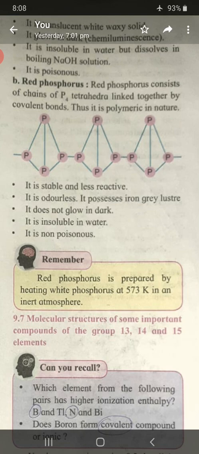Now the physical properties of red phosphorus. It is stable and less reactive. It is odorless. It possesses an iron grey luster. White phosphorus glows in the dark, but red phosphorus does not. It is insoluble in water and non-poisonous, whereas white phosphorus is poisonous. So, these are the properties of red phosphorus.